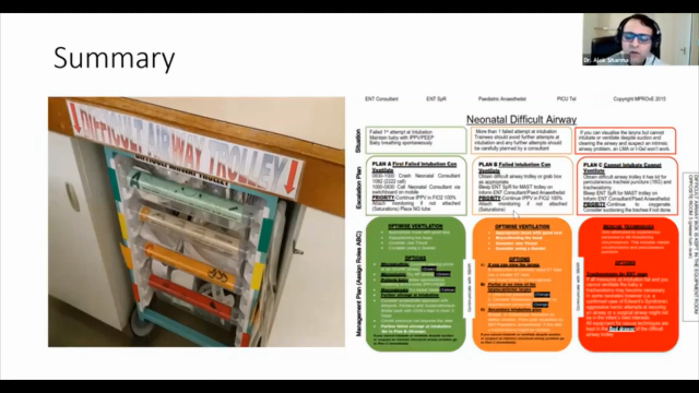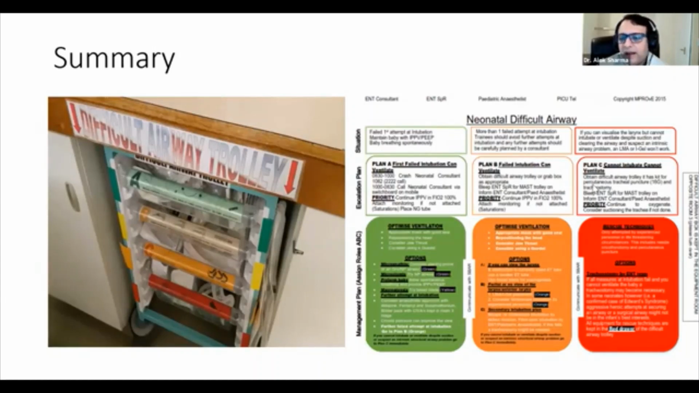On the other hand, if I've got a baby with severe Pierre Robin, and I want to use a Guedel or I want to use a bougie because I've got a partial view, then that's actually kept in C draw. And if I want to use the video laryngoscope, then everything for a fiber optic intubation and video laryngoscope is also kept in C draw.